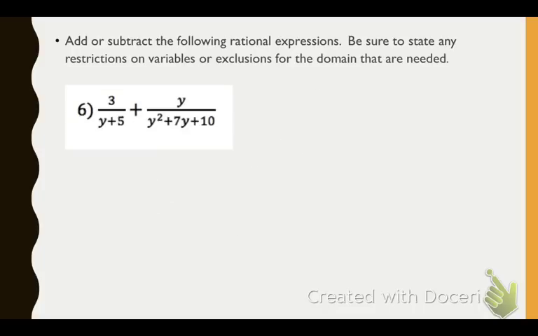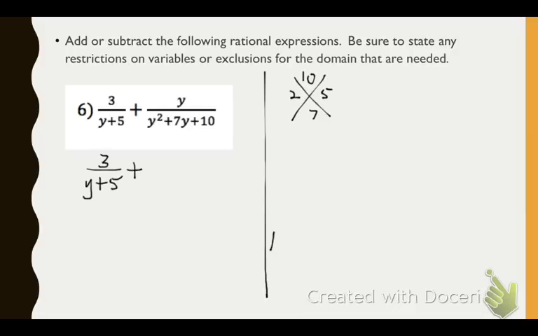Now number 6, again, we're adding two rational functions, but our denominators are not the same. So I'm going to see if either one of those can factor, and my one on the right can factor. It's a trinomial, so I'm looking for two numbers that will multiply to give me 10 and add to give me 7. So it looks like 2 and 5. So I'm going to rewrite my first fraction, and then my second one I'll write as y plus 2 times y plus 5.